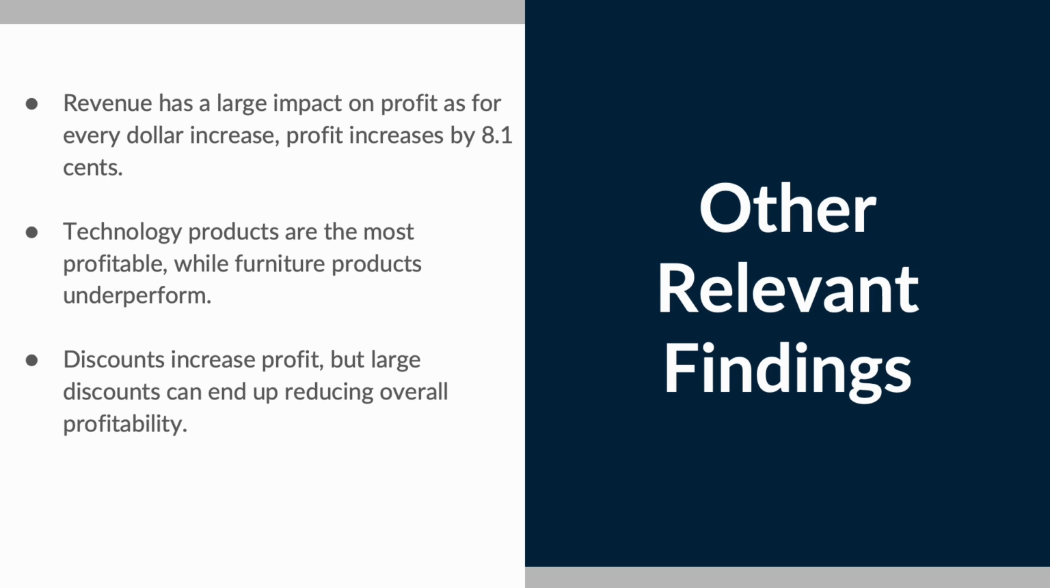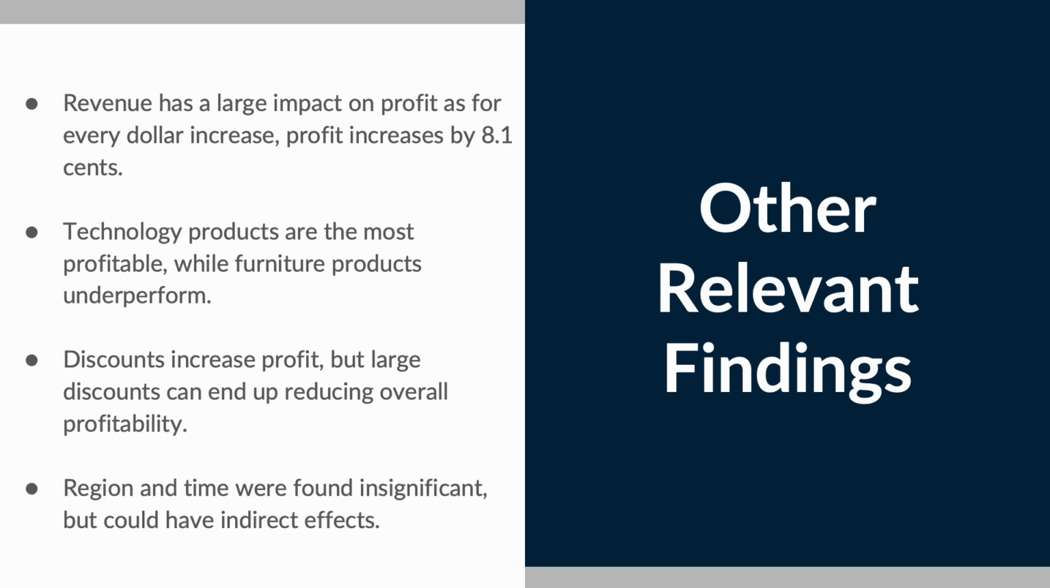Next, our discounts can typically increase profit to an extent, but too large of a discount ends up reducing Amazon's overall profitability. Lastly, region and time were not included in our regression equation due to the fact that they were found insignificant, but it could be valuable to add them later as they could have indirect effects.